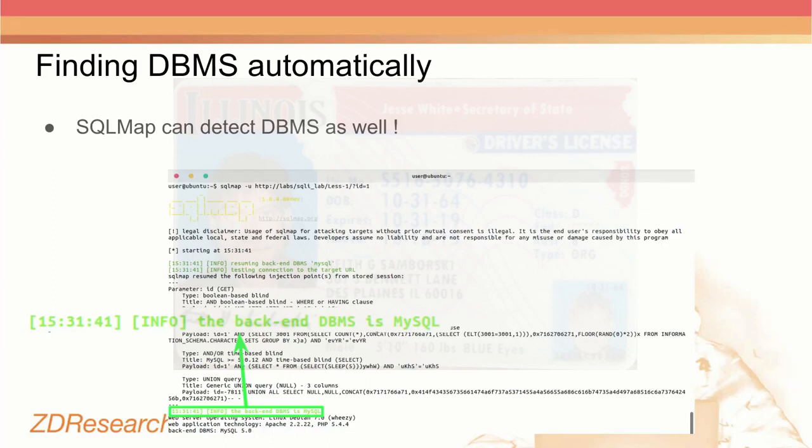On top of the automated detection of the backend DBMS, you can also define the DBMS in SQL Map. So if you know a particular web application or system is using a particular DBMS, you can just specify that information to SQL Map so it doesn't test for it anymore.